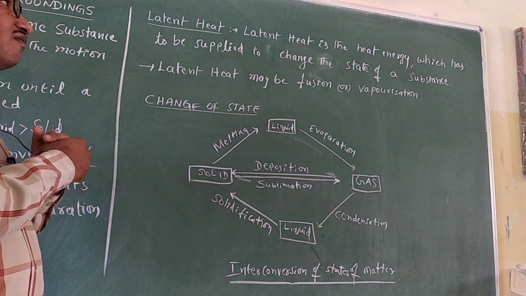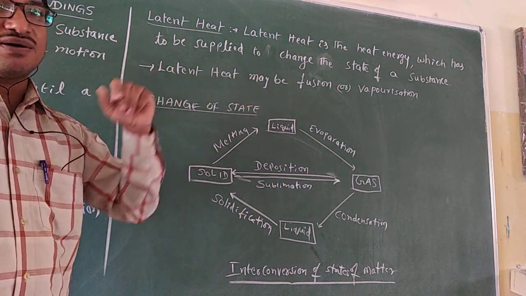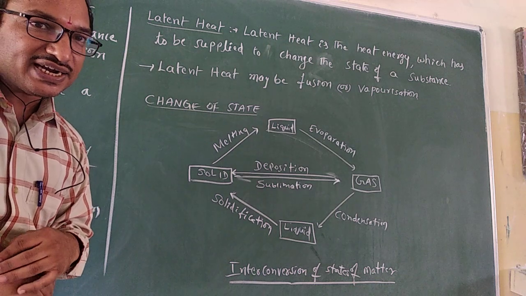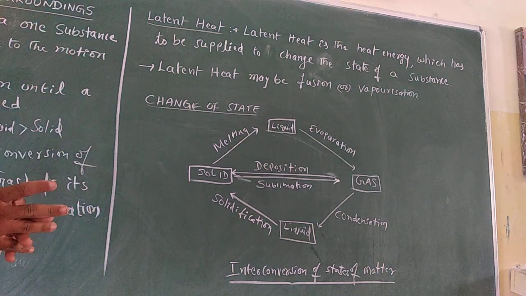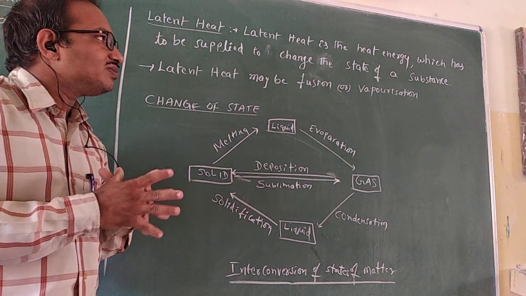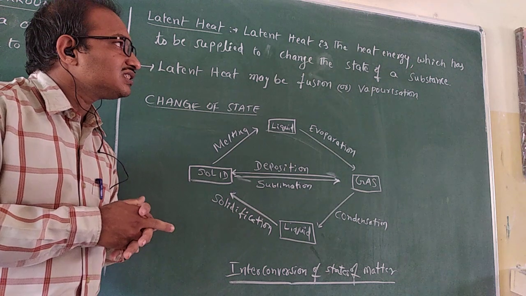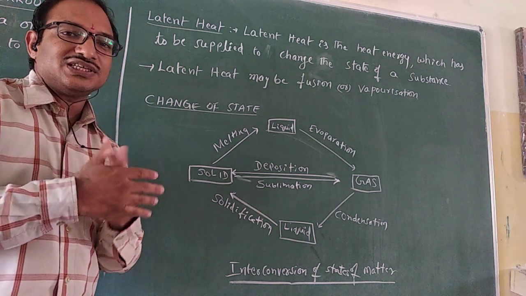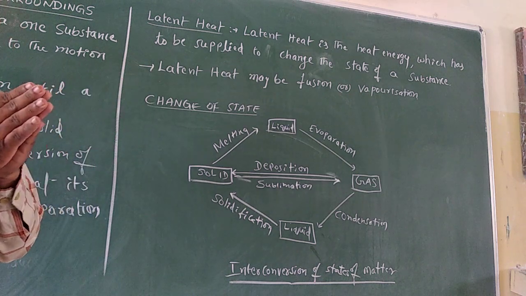There are two types of latent heat: latent heat of fusion and latent heat of vaporization. Latent heat is the heat energy which has to be supplied to change the state of a substance. For example, we will see one activity.